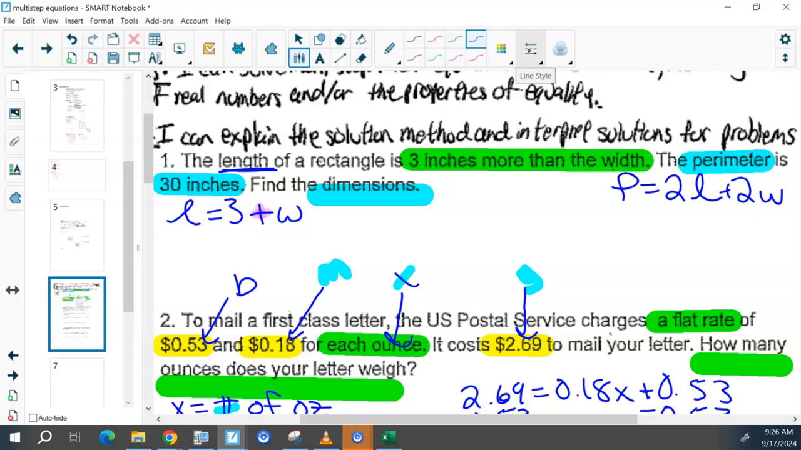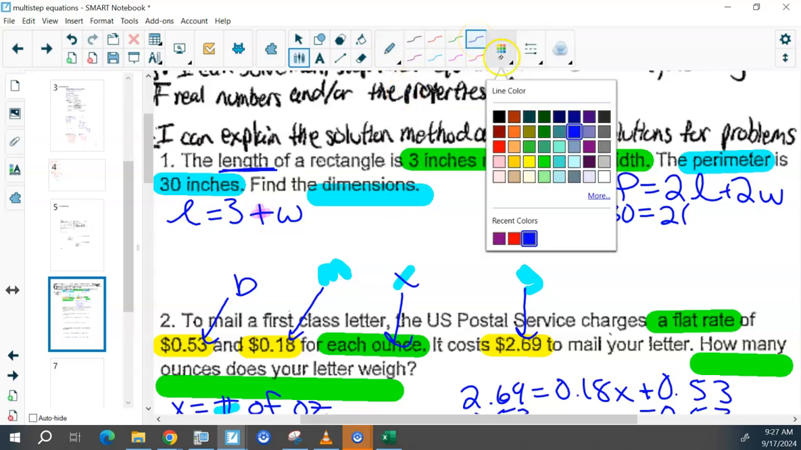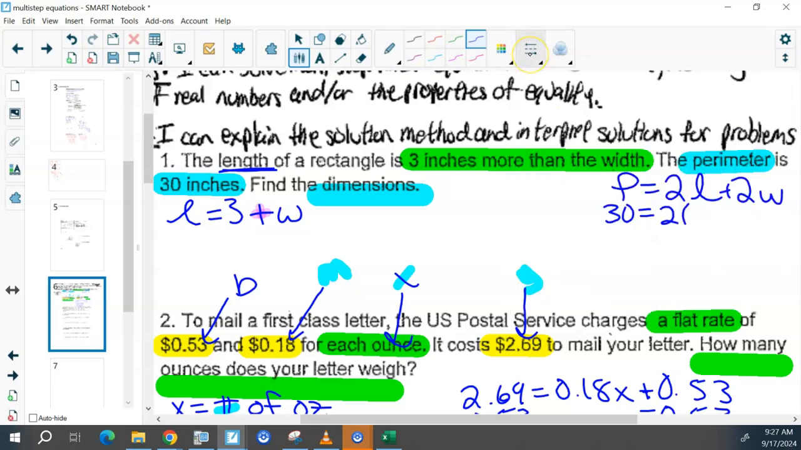Now, we're going to take this and replace some of it because we know the perimeter is 30. And we know that length has this equation. So we're going to take this and put it in place of L in parentheses, and then put the 2w at the end. And now we have our equation that we're going to solve. How would we do that?